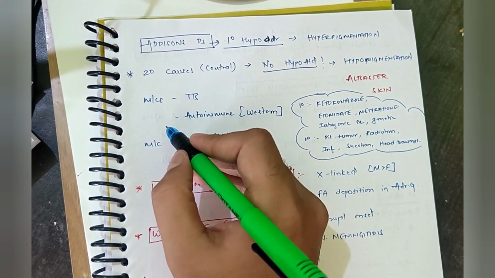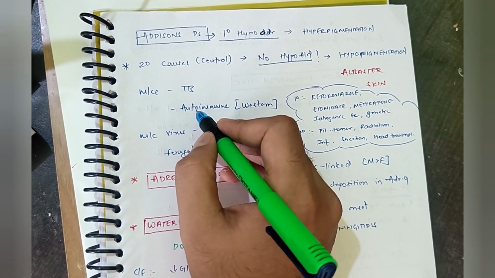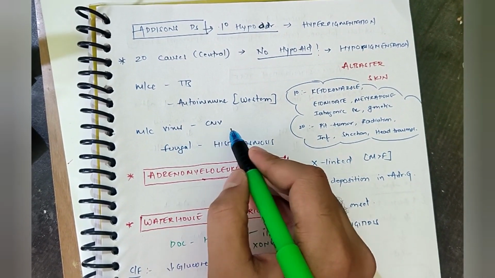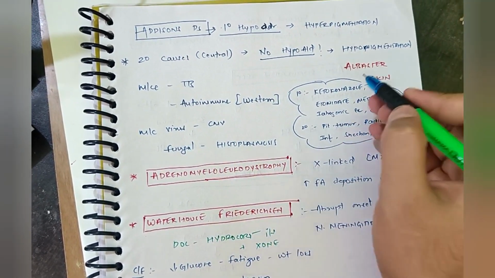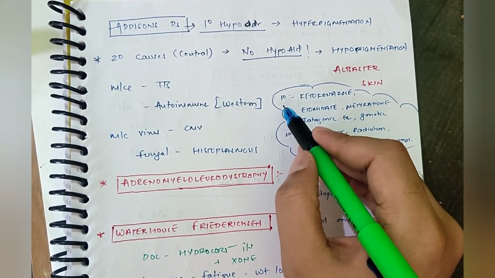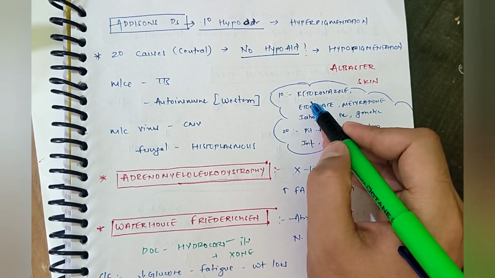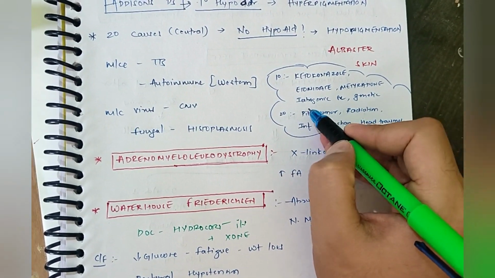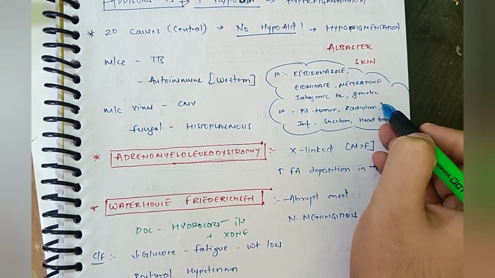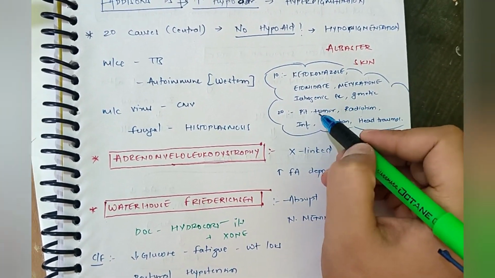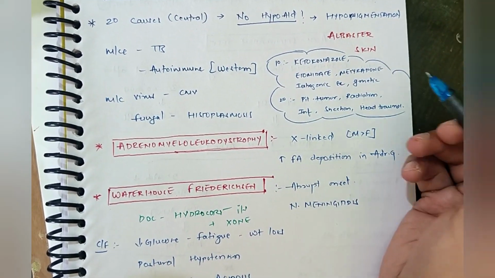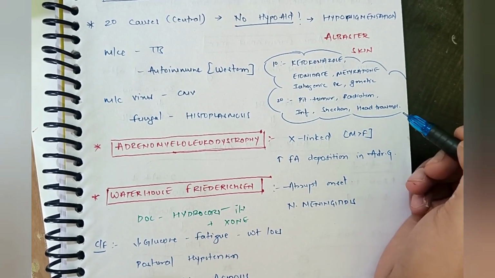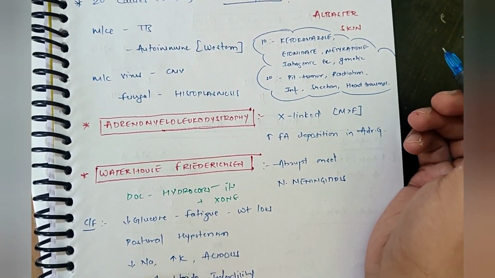The most common cause of Addison's disease in India is tuberculosis. In Western countries it's autoimmune, and the most common virus causing it is CMV. Fungal, it's histoplasmosis. Some of the other causes in primary adrenal insufficiency: drugs like ketoconazole, etomidate, metyrapone, etc. Iatrogenic, if there is removal of adrenal glands, and genetic causes like adrenoleukodystrophy. And in secondary, pituitary diseases like pituitary tumor, or post-radiation, or an infection, Sheehan syndrome, that is post-pregnancy, or head trauma, etc.